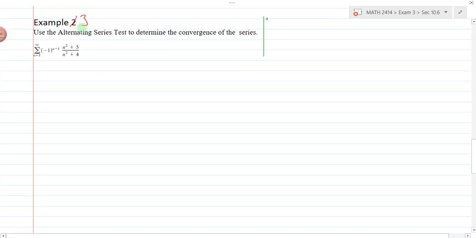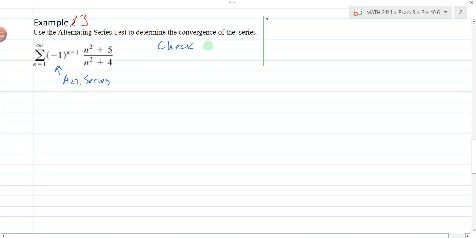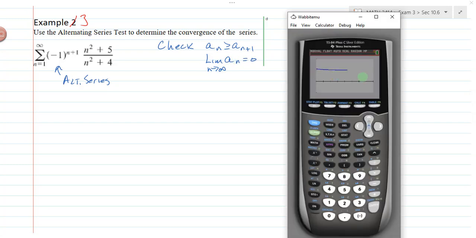This shouldn't be example 2. This should be example 3. We want to use the alternating series test to determine the convergence of this series. The first thing we notice is that we do have an alternating series. And then the next thing is we need to check to see if the series is decreasing and the limit as n approaches infinity of a sub n is equal to 0. It looks like this series might be decreasing, but what else does it look like?